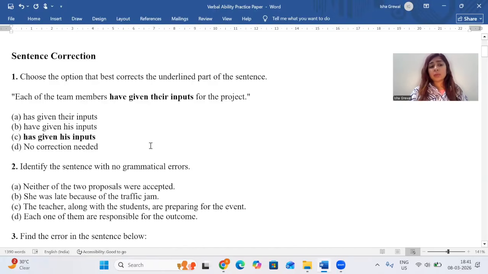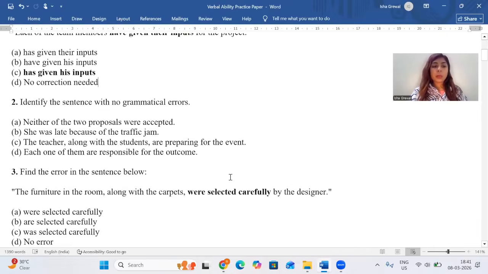Each of the team members has given his inputs. Basically, "his or her" should be there, but if these options are given to you, always go for "his", because that is the only pronoun that best replaces and can be used with each. Otherwise, if in the options you have "has given his or her inputs", choose that one, that will be the correct one.